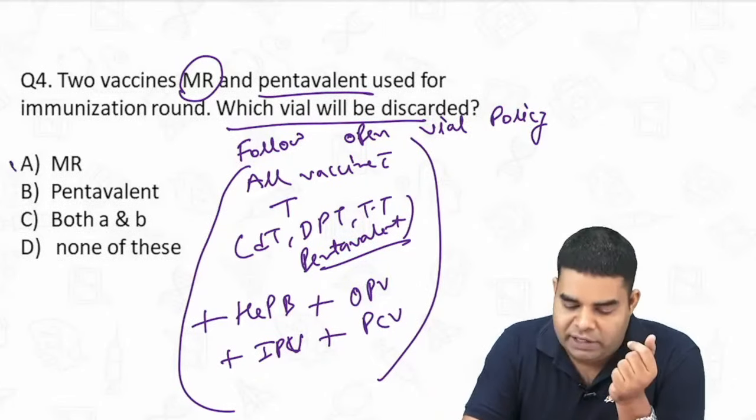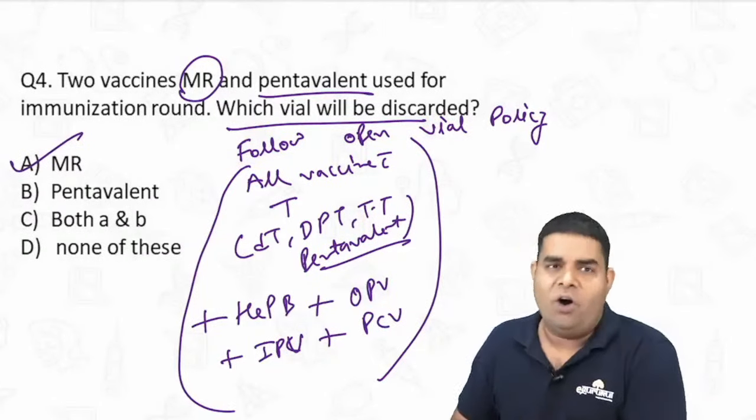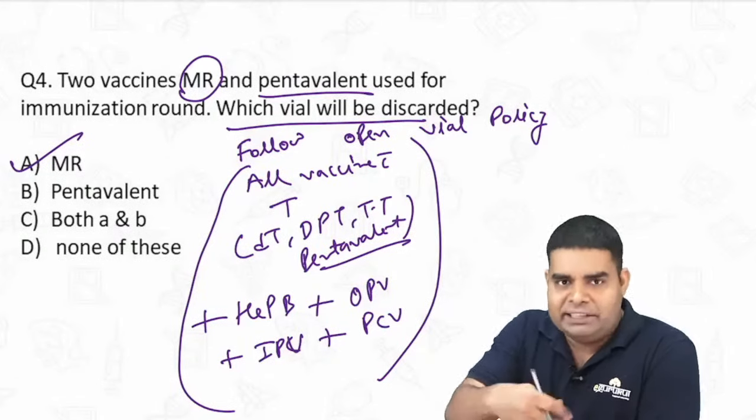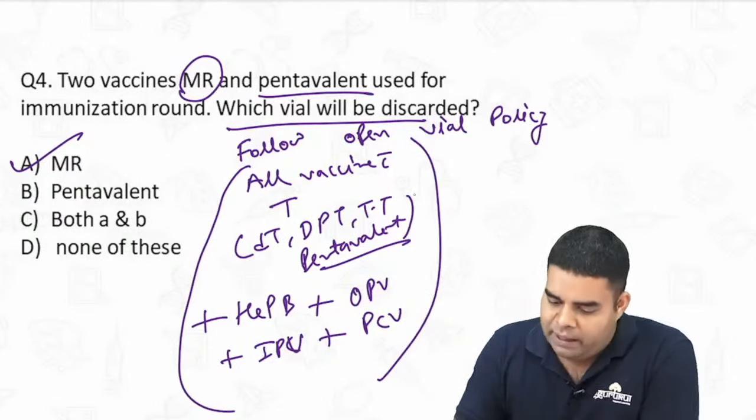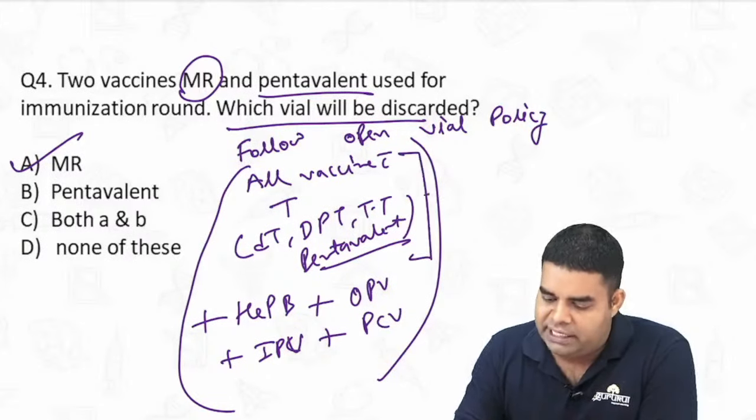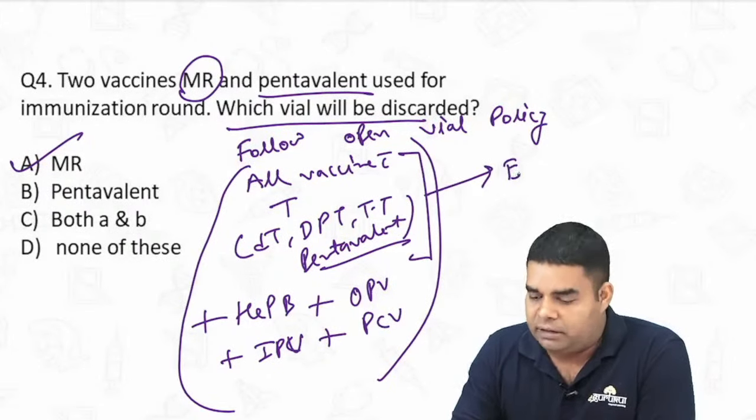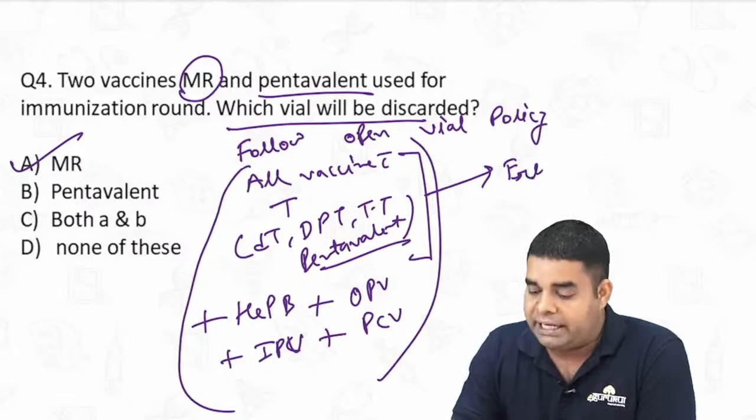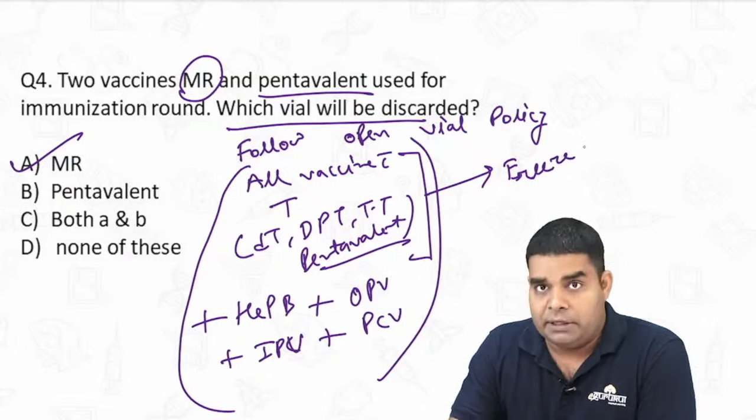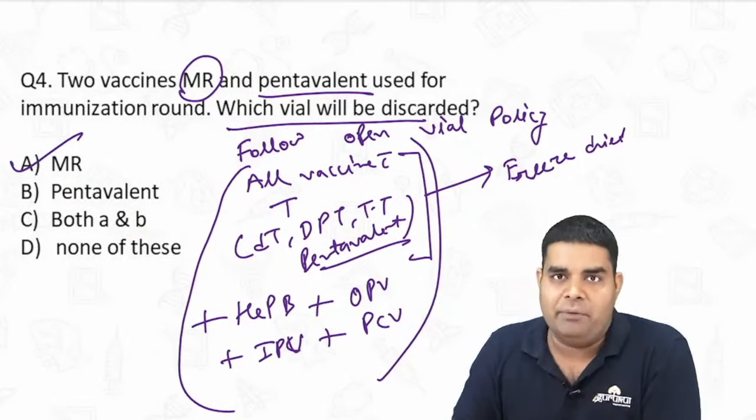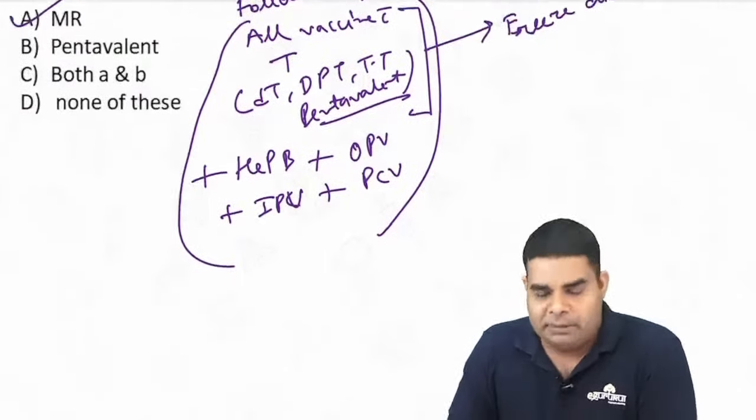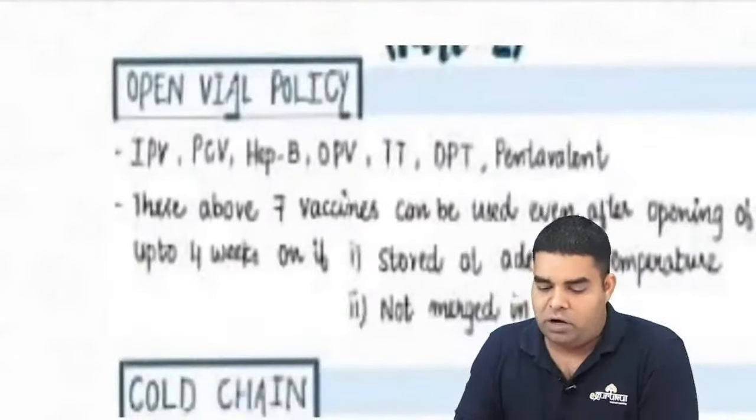So what will we discard? We will discard MR or MMR, or any vaccine other than these vaccines. And also remember that all these vaccines with T can be kept in the freezer, in freeze dried state. So when we take them out from the freezer, we do the shake test and detect whether they are viable or not. But remember, we will reject all vaccines other than these.